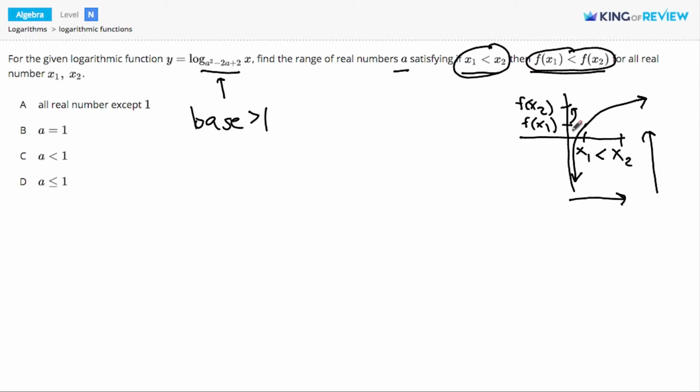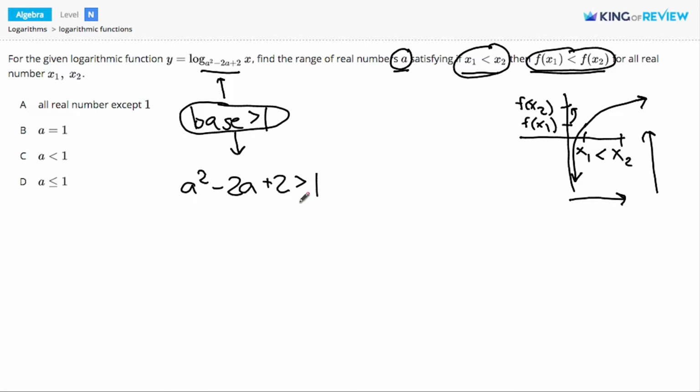So these two conditions basically mean that we want our graph to be increasing, and that is true for any logarithmic graph as long as the base is greater than 1. So if we want to find the range of numbers a that make this condition true, all we need to do is say, okay, the base a squared minus 2a plus 2 must be greater than 1. So let's see if we can solve this.